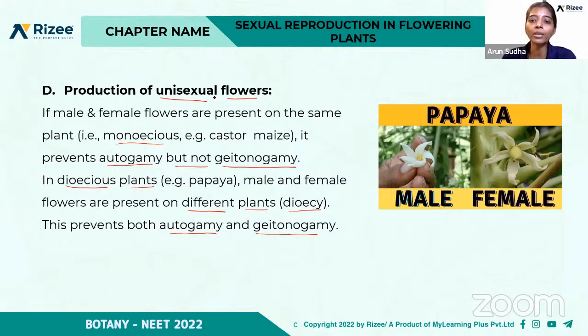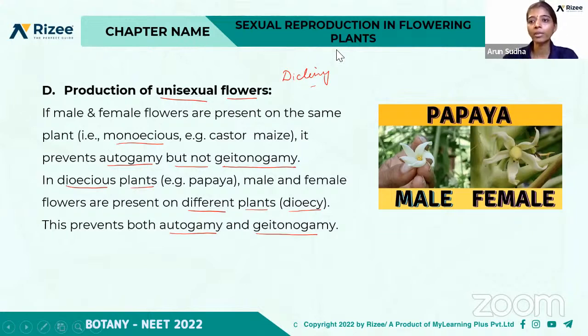So production of unisexual flowers is one of the factors that avoids self-pollination and encourages cross-pollination. Okay, this condition is also called dicliny. So I hope you are clear with it, right? Any doubts on this?